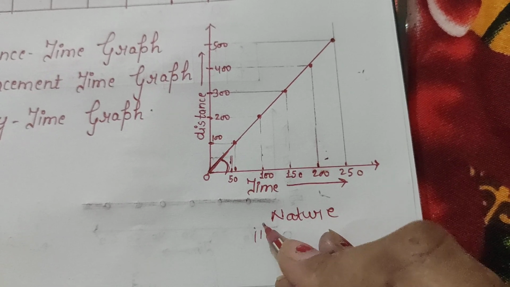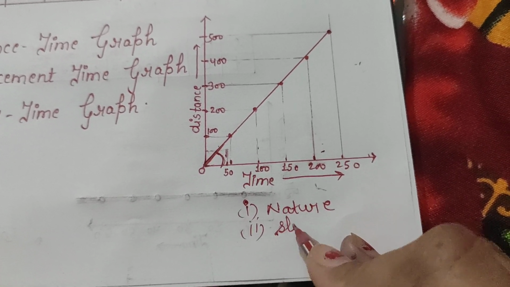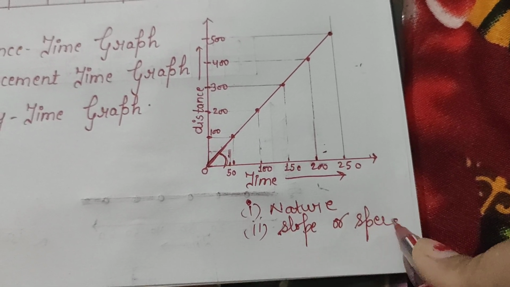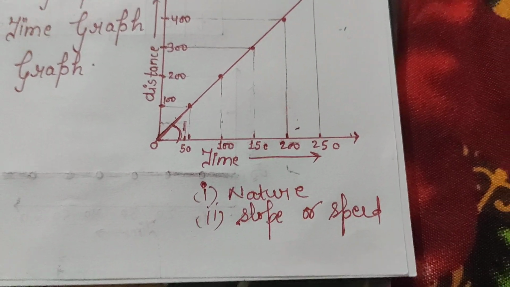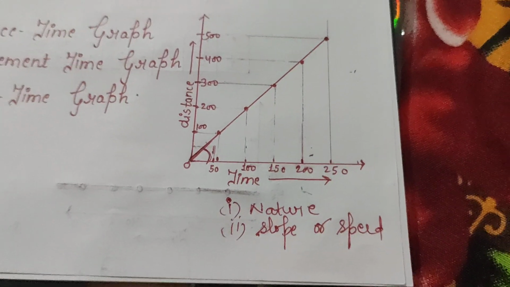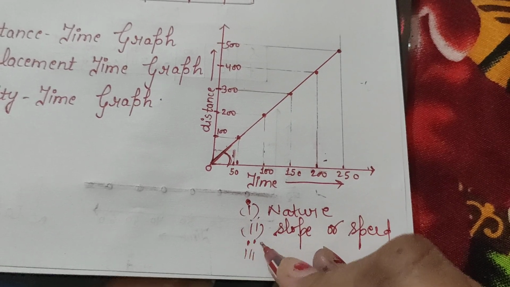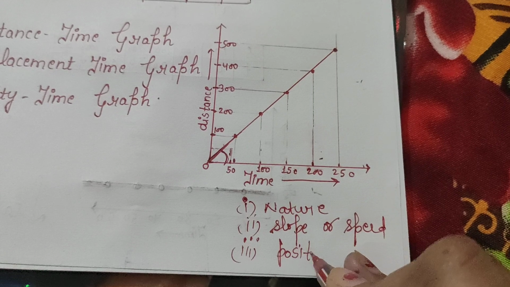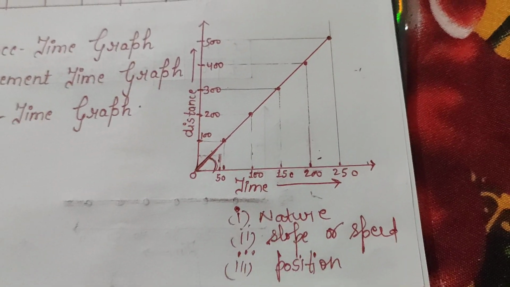The second thing you can find out is the slope or speed from a given distance time graph. The third thing, which is very important, quite interesting to you all and very easy to determine from a given graph, is the position of an object at any instant. How can you find out the position of an object at any instant?